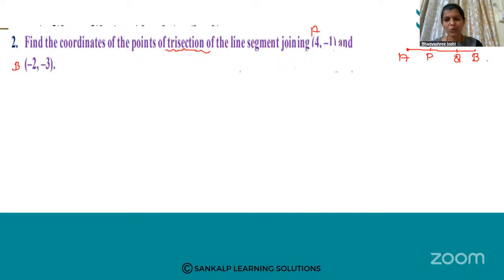What do P and Q do? They divide the line AB into 1, 2, 3 equal parts. Therefore, we can call P and Q trisection points. So this is the meaning of trisection. AP is equal to PQ is equal to QB. That is trisection. Okay, now the solution. This is very, very important. Please note down this solution.